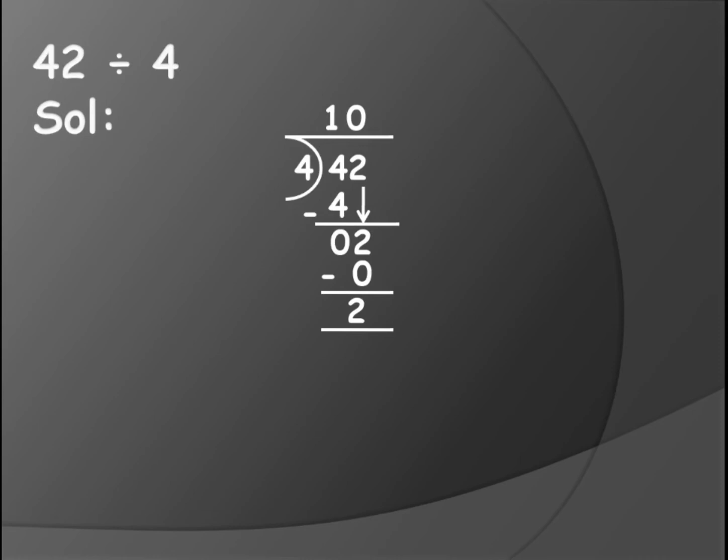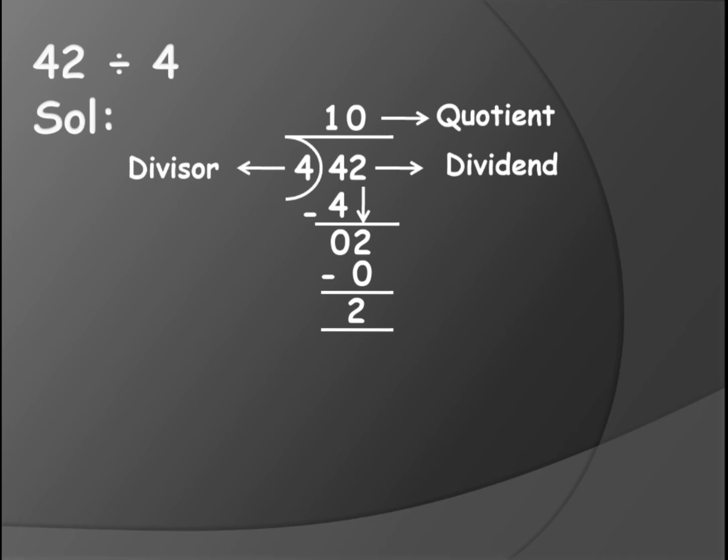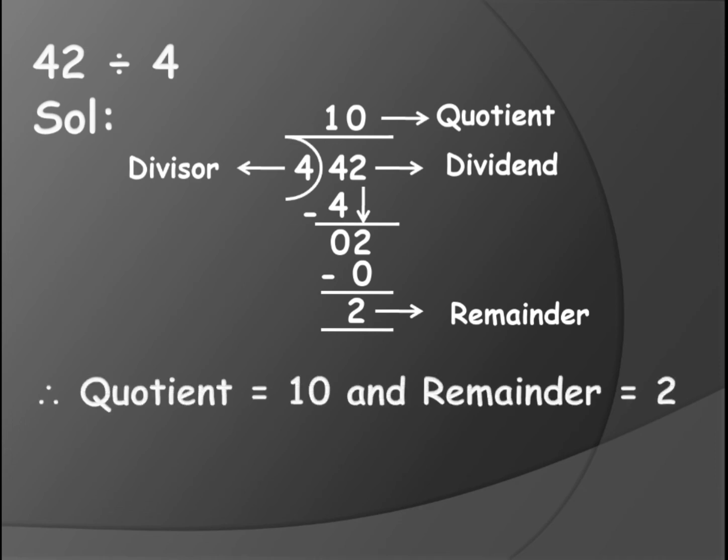Now you know which is the divisor. 4 is your divisor. 42 is your dividend. Quotient is 10 and remainder is 2. So that's what you will write: quotient equal to 10 and remainder equal to 2, when you have some number in the remainder. Okay, children, so in this way you need to divide the given numbers. It might be any table. Whatever table you get, you have to divide according to the given divisor.